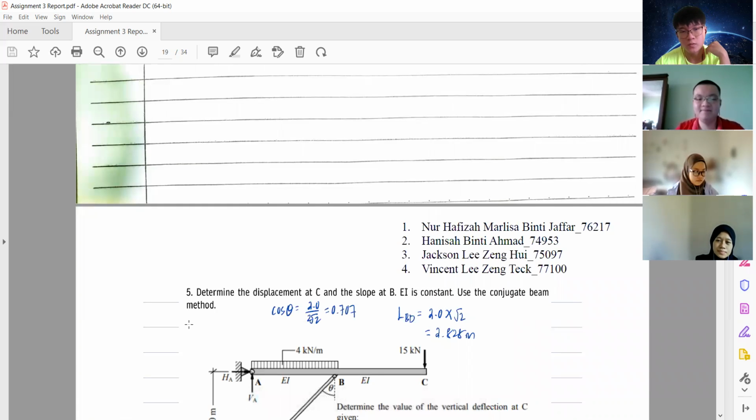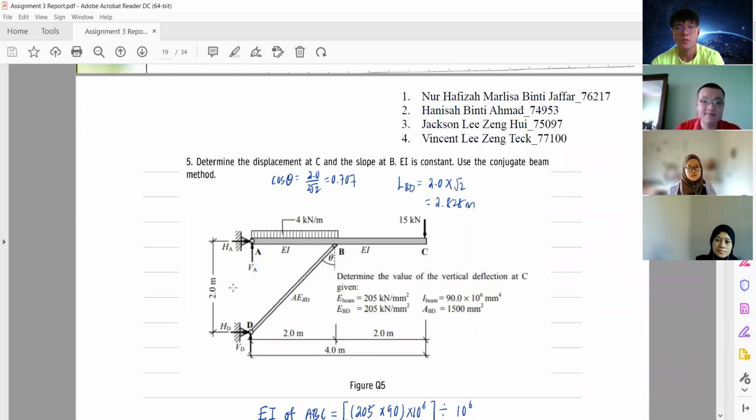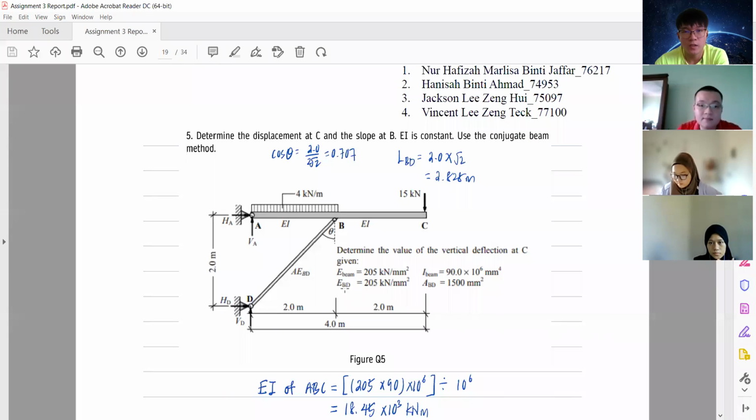So let's proceed to question 5. This question asks us to find the vertical deflection at C, given the moment of inertia, the cross-section area, and the E value. This question again contains the pin member from B to D, so these values are actually very useful.